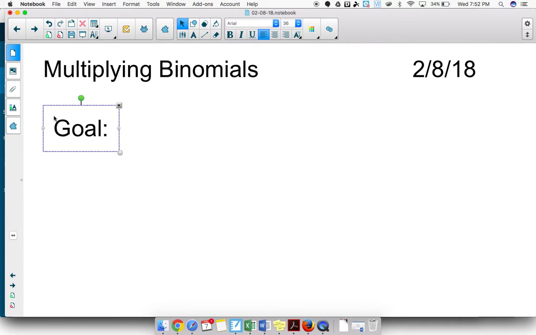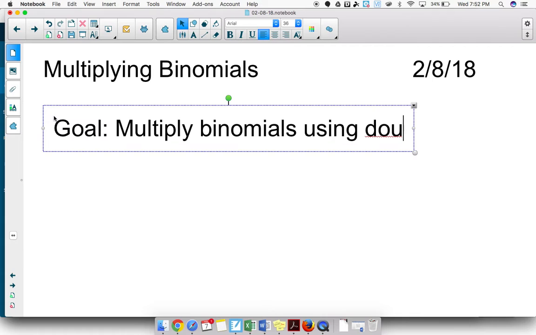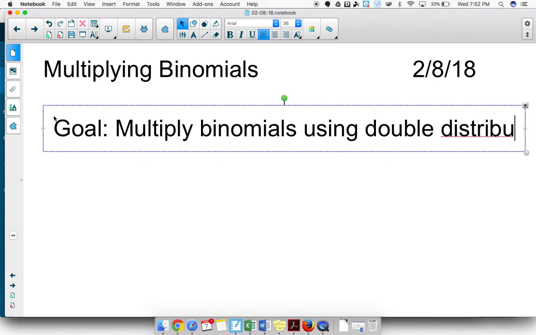If you didn't put the heading down, go ahead and pause the video and add that heading to your notes. I'm going to expect that you take some notes with this today, and I will ask to see those when you get done. It's not a lot to write down, but I just want to do a couple examples with you. So the goal is going to be to multiply binomials using what we're going to call the double distributive property.